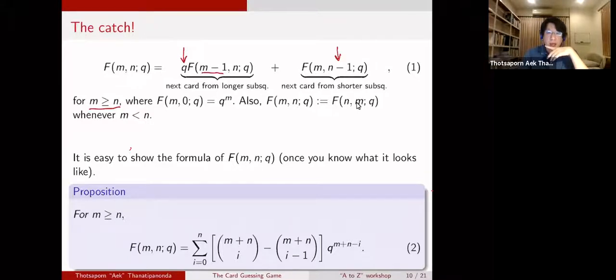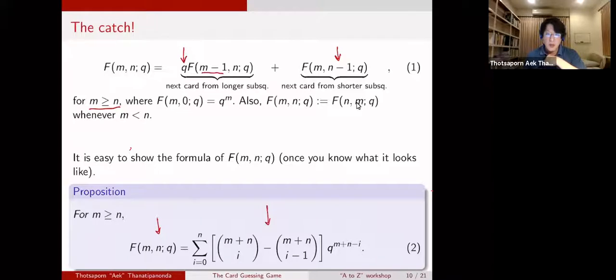This one, I think I never saw it before. So what I did, I just ran the program on this, and then I tried to find the patterns on the Sloane. It turned out that F, M, and Q can be written as a sum like this, in this form.